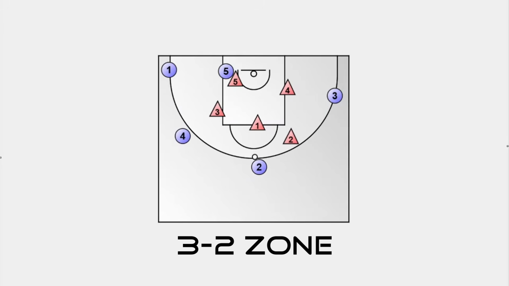Another challenge for the defense appears when the cutter gets into the corner. Now the defender has to make a choice because he or she has to guard two players. We can punish the defense with a skip pass and again have a wide open player in good position.